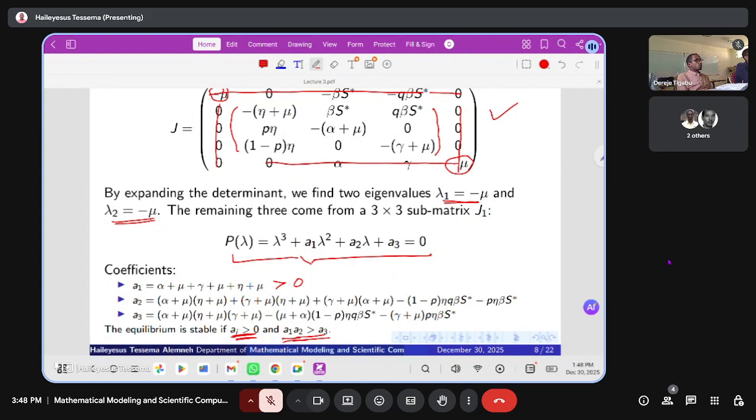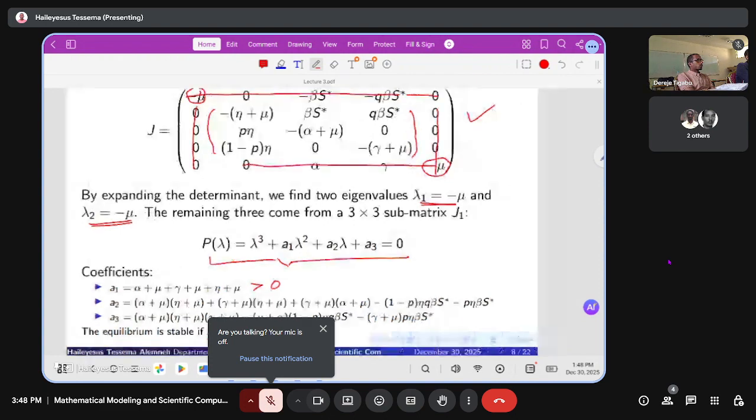So this is how to use the Routh criteria practically if we cannot directly find the eigenvalues of the Jacobian matrix. We can calculate the characteristic polynomial, and based on its degree, we can use the Routh criteria, checking the necessary and sufficient conditions. We can say whether the equilibrium point is stable or unstable.